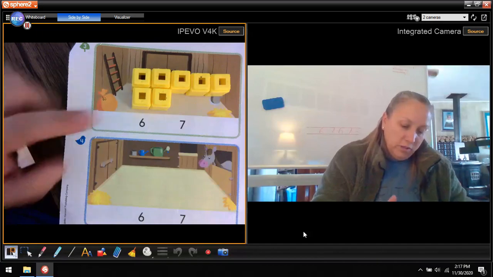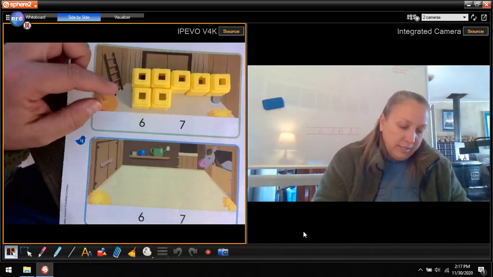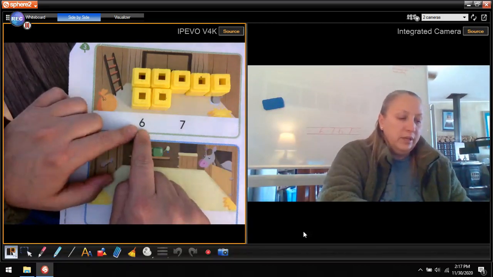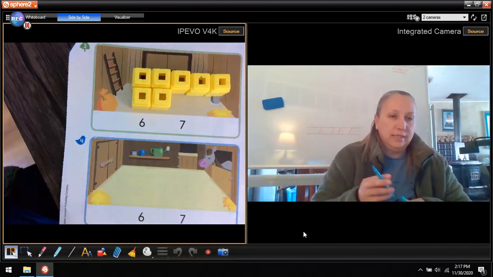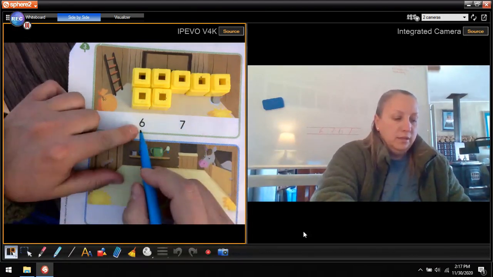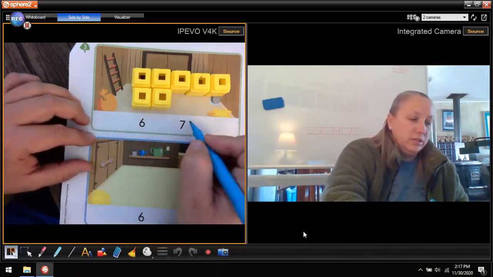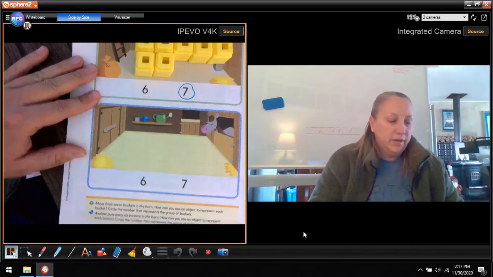This is how we used objects to represent it. Now it says circle the number that represents the group of buckets. So is this 7 or is this 7? What do you guys think? Which one? This one is 6. This one is 7. So we're going to circle 7, okay? You guys circle 7 as well.